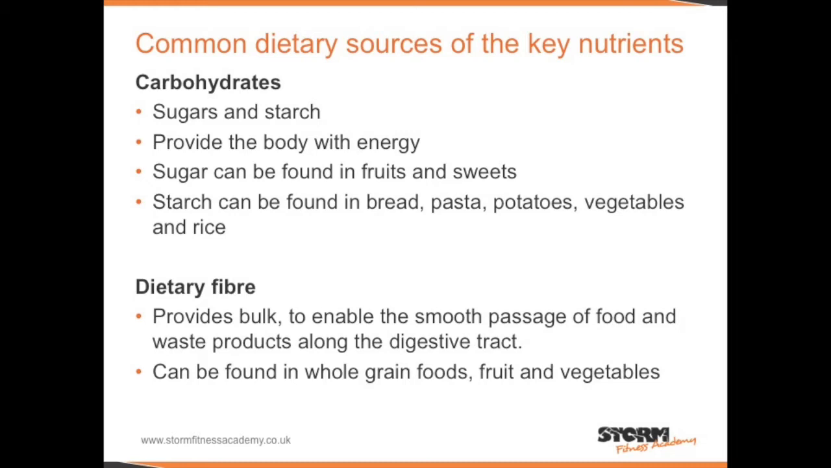Common dietary sources of the key nutrients. Carbohydrates. Carbohydrates can be divided into two categories, sugars and starch, sometimes referred to as simple carbs and complex carbs, depending on their molecular structure. They provide the body with energy. Sugar can be found in fruits and sweets. Starch can be found in bread, pasta, potatoes, vegetables and rice.